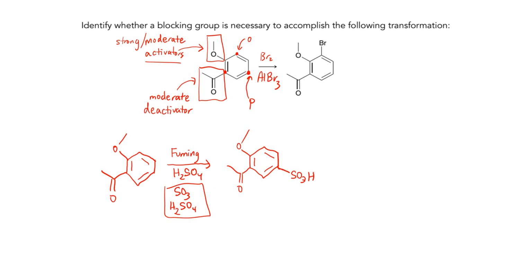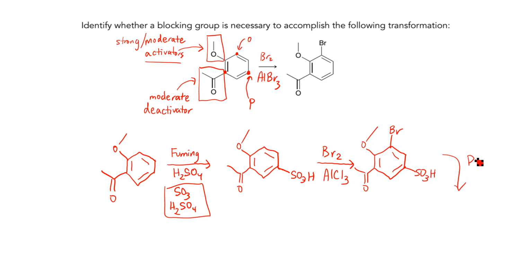Now that you functionalize this para position, you can throw Br2, AlCl3, and now the only other position available to functionalize is the ortho position, right? And now you're going to take that blocking group off. How do you take it off? Just use some dilute H2SO4.